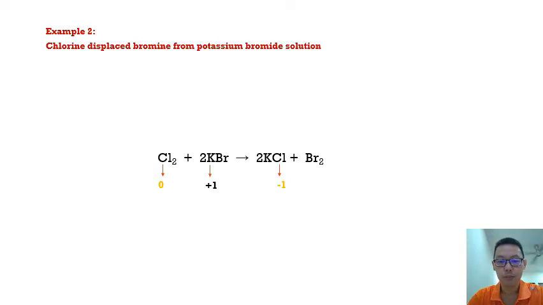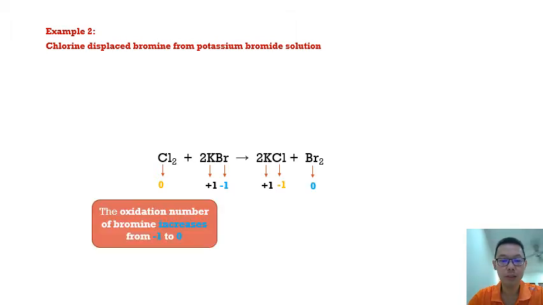Potassium elements, positive 1 before the experiment. After the experiment, remain unchanged, still positive 1. For bromine, the oxidation number before the reaction is negative 1. After the reaction, 0. So we can see clearly the oxidation number of bromine increases from negative 1 to 0. So we said bromine had undergone oxidation because the oxidation number of bromine increased.